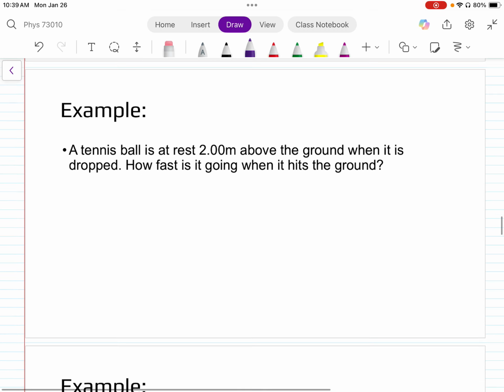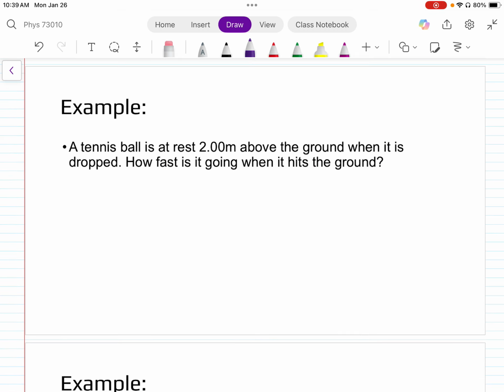If we put some numbers to it, let's say our tennis ball starts off at rest, so it's held 2 meters above the ground. How fast is it going when it hits the ground? We could go back to week one and those crazy equations we practiced. We could use one of those crazy equations. We know the D, we know the A is 9.8. We could do one of those, or we could do this one, I think, easier with energy.